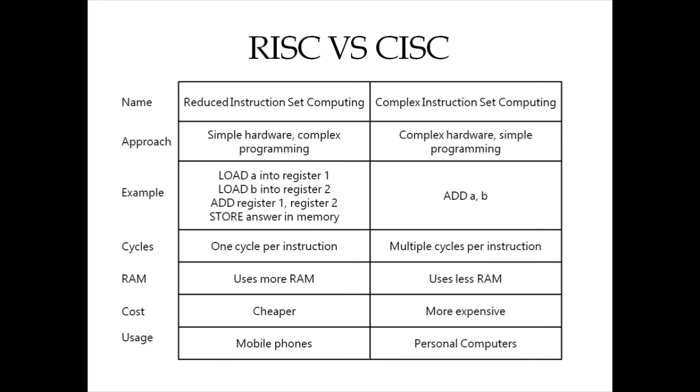RISC has one cycle per instruction, but more instructions would be in the program. This also means it uses more RAM. CISC has larger, richer instruction sets, so the hardware is more expensive. Both have their uses. RISC is used in mobile phones, for example, and CISC in personal computers.